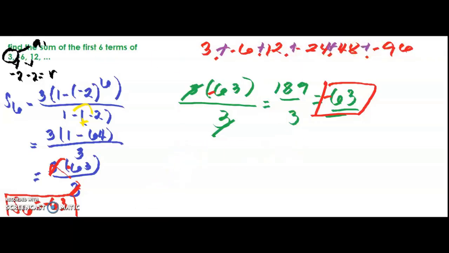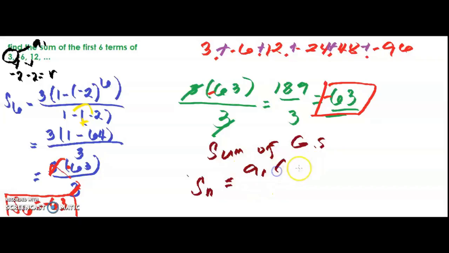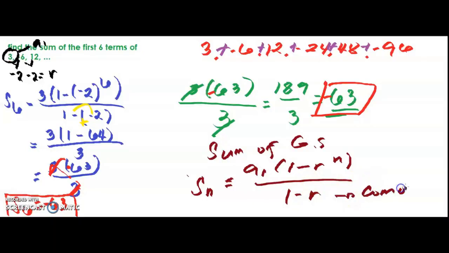So that's it, guys, for the lesson for today. Again, the formula for getting the sum of a geometric sequence is S sub n, wherein n denotes the last term or the number of terms of that particular sequence, is equal to a sub 1 multiplied by 1 minus r raised to n over 1 minus r, wherein r is your common ratio.